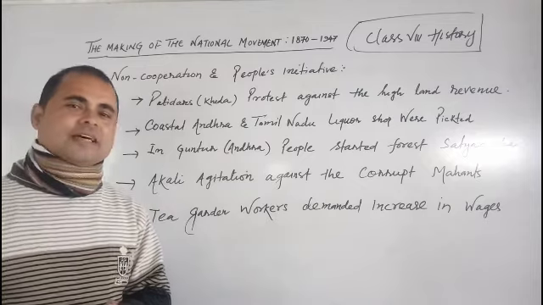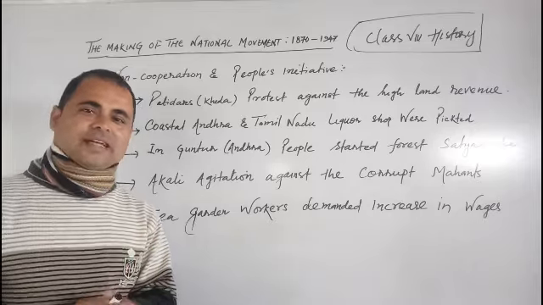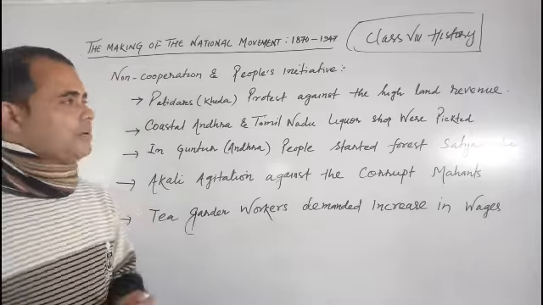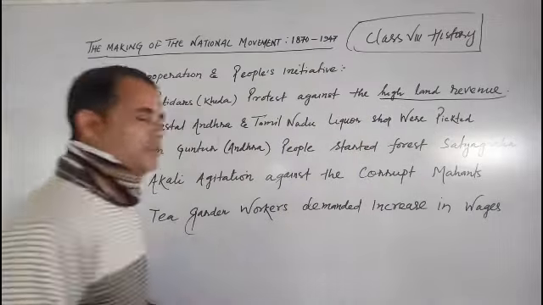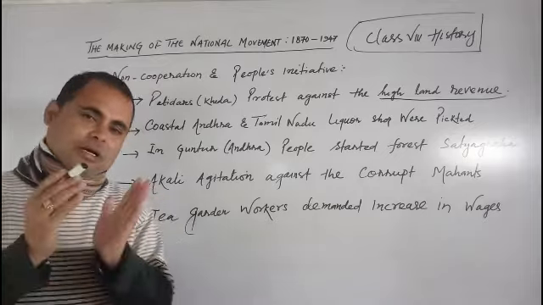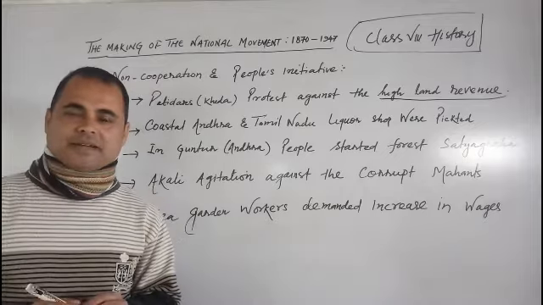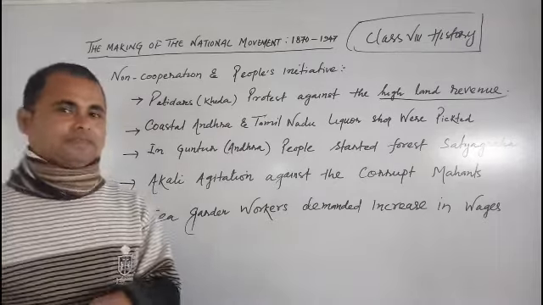took this as an opportunity and stood against the colonial rule for what? For this high land revenue. They opposed that the revenue should not be imposed at this rate. They demanded that land revenue should be decreased.